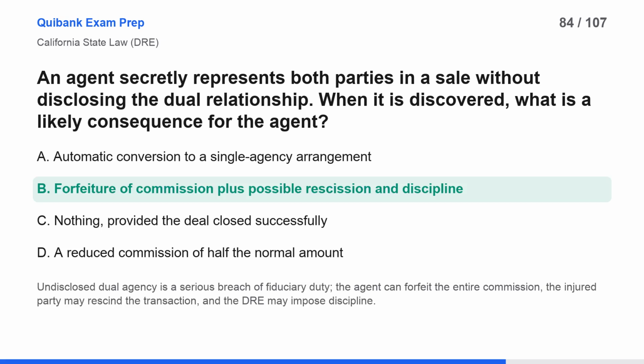The answer is B. Forfeiture of commission plus possible rescission and discipline. Undisclosed dual agency is a serious breach of fiduciary duty. The agent can forfeit the entire commission, the injured party may rescind the transaction, and the DRE may impose discipline.